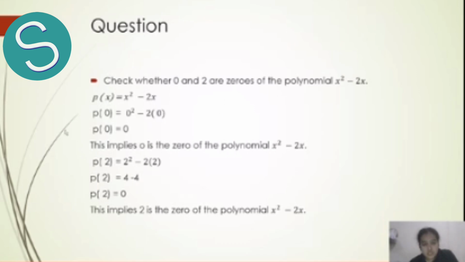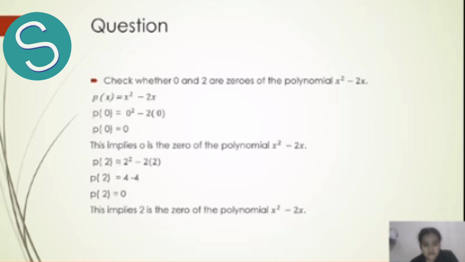So जब भी हमें चेक करना होता है कि कोई भी given value किसी पॉलिनोमियल का 0 है या नहीं, तो we will substitute the values directly in place of x. और अगर वो 0 आते हैं तो वो 0 of polynomial होगा, और नहीं होता है 0 तो that means that value is not a 0 of a given polynomial. So when we put 0 here, so p(0) equals 0 square minus 2 into 0. So overall p(0) is 0. So this implies 0 is the 0 of the polynomial x square minus 2x.